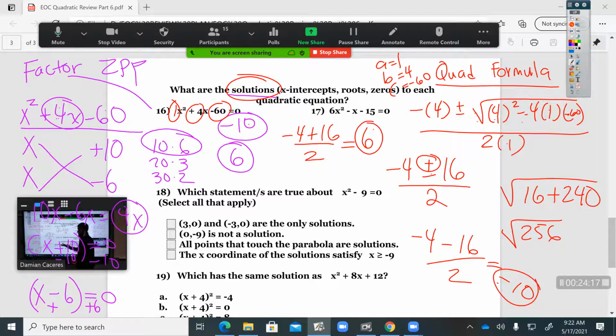Technically you can. Why? Because if you know that the two solutions are positive 6 and negative 10, that means in here positive 6 was minus 6. And negative 10 in the parentheses was what? Positive 10. So even if you don't know how to factor, if you know quadratic formula, you can get solutions and backtrack the factors.